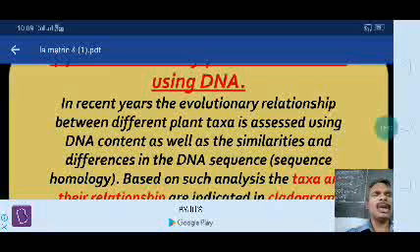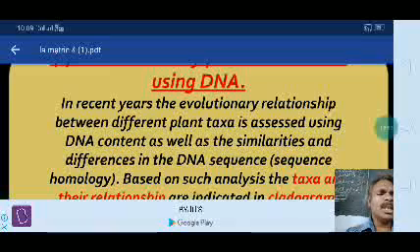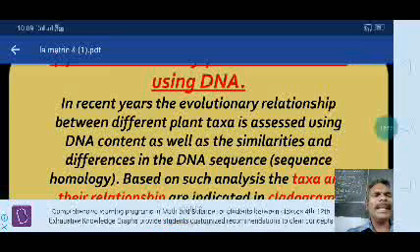What are the offspring? What are the parent plants? What is the sequence, or what is the homology present in these two plants? Is the same sequence present, or is there any difference? You can analyze DNA content as well as the similarities and differences in a DNA sequence.